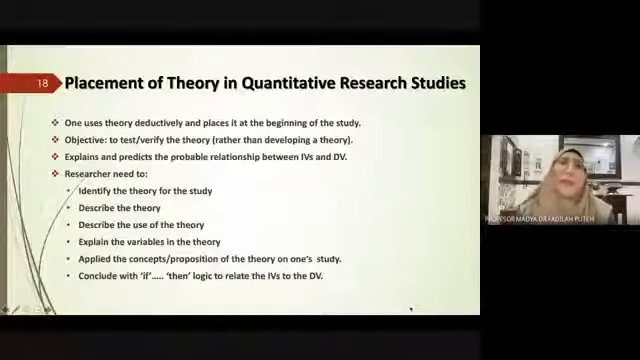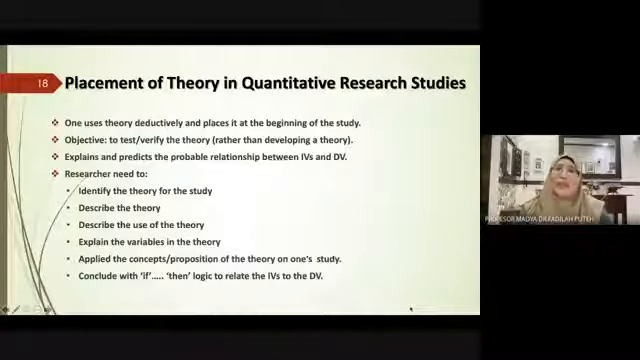Now let's take a look at the placement of theory in a quantitative research study. One uses theory deductively and places it at the beginning of the study. When you are doing a quantitative study, in order to explain the possible relationship that might occur between your variables, you explain this theory at the beginning of your study, normally in chapter 2.